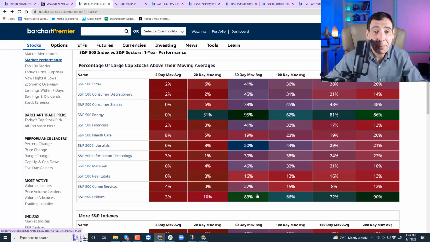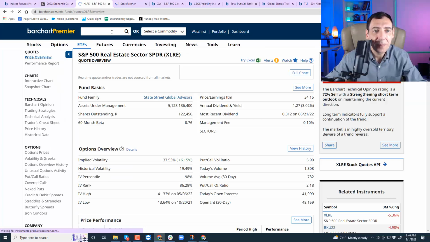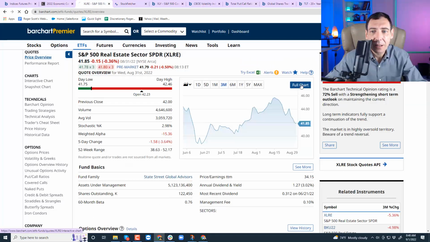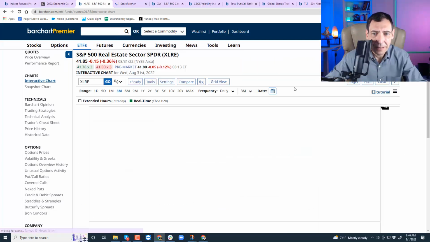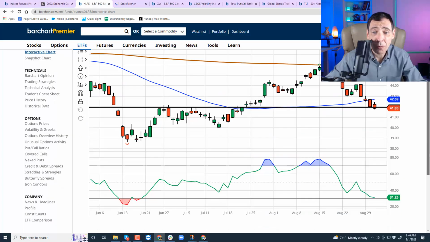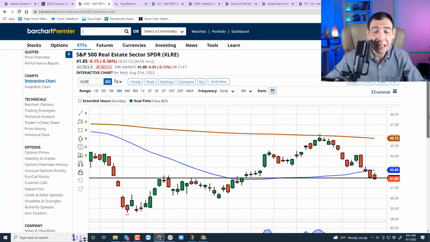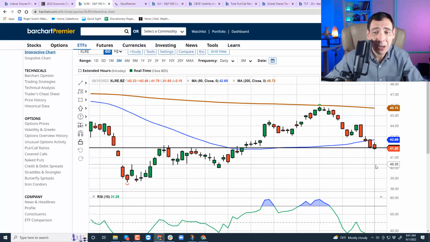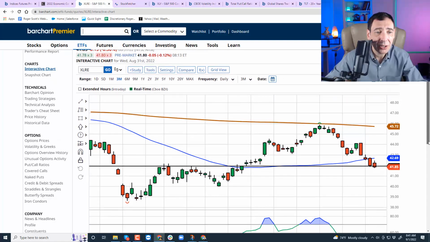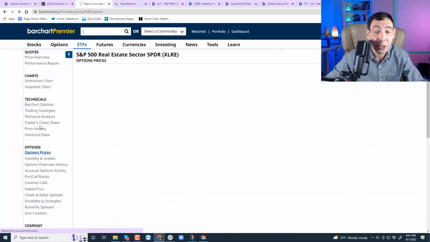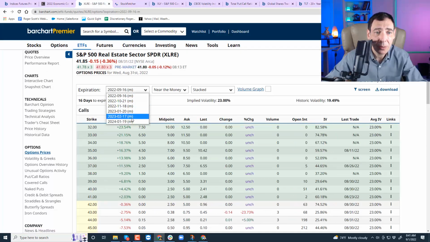Now, if you want to be a bottom picker right now, I'm going to tell you where to be the bottom picker right now. Real estate, XLRE. This sector looks like it's way, way overdone. And again, if you want to buy puts on it, I think we may go down a little bit more. So as far as weakness is concerned, real estate, it's got a little bit more to go.